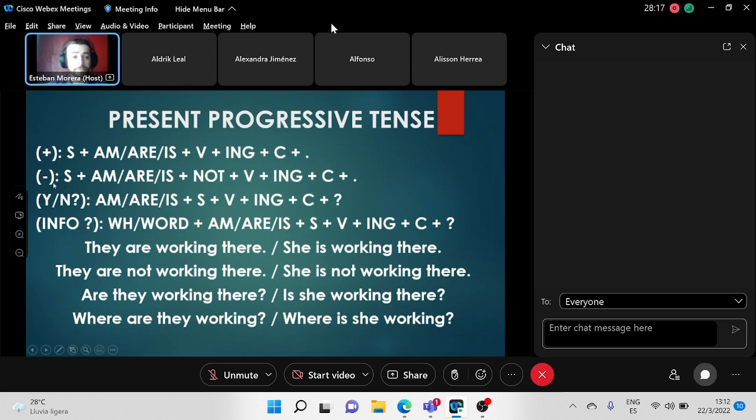Negative sentences. I am not walking right now. She is not eating pizza. The teacher is not explaining the instructions or the rules at this moment.